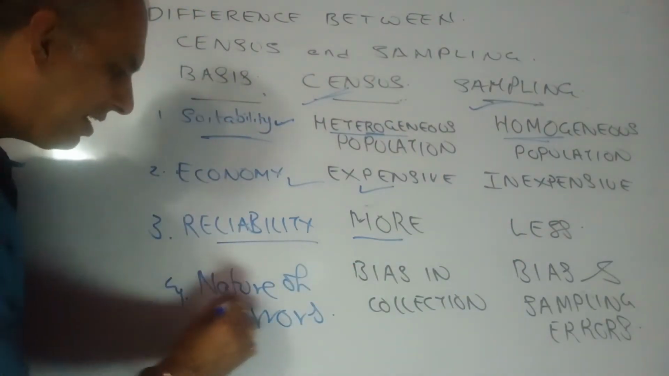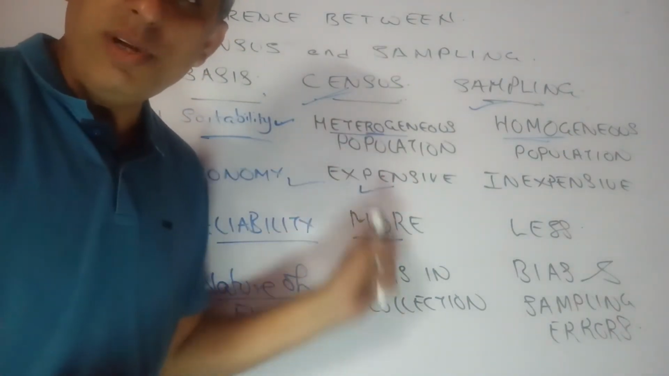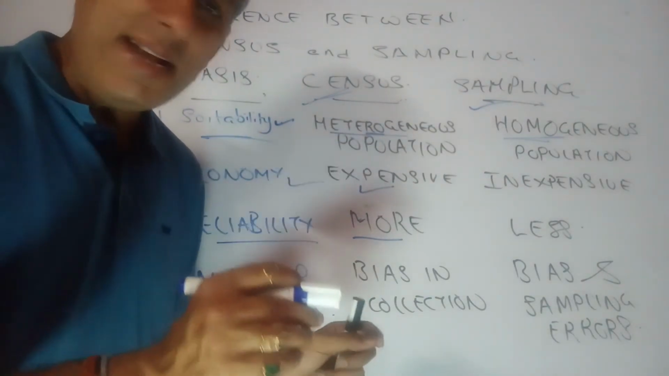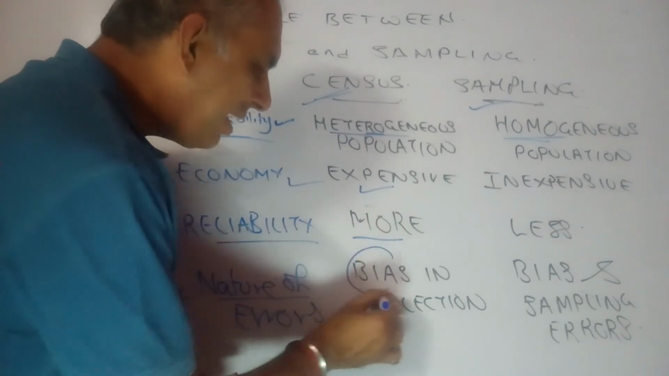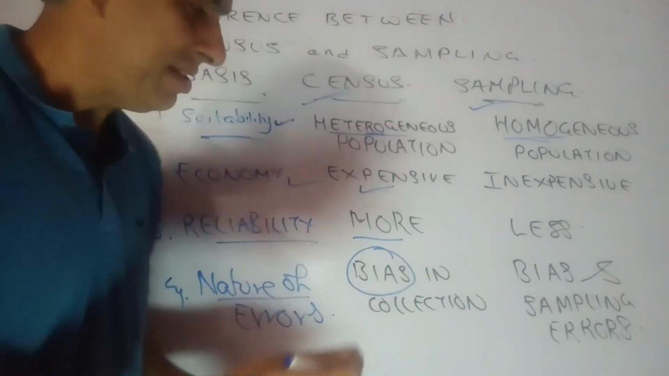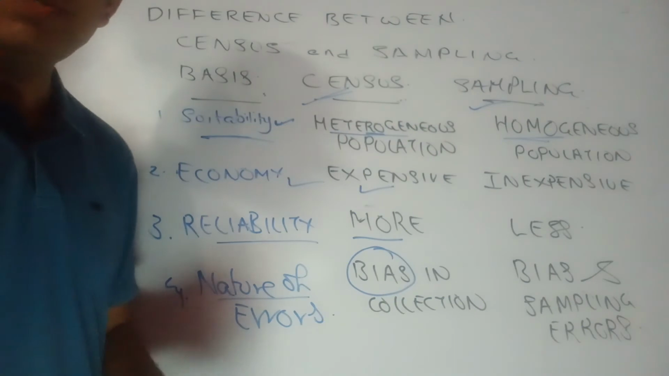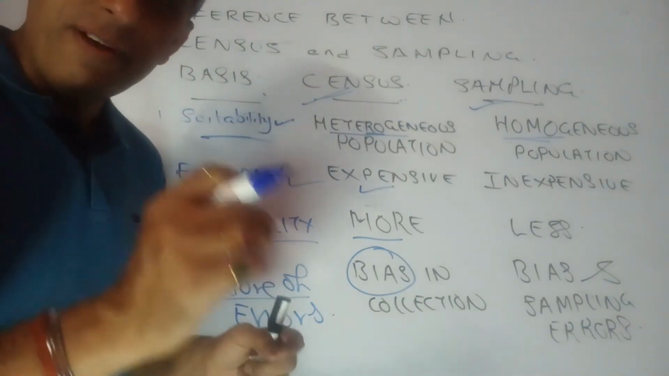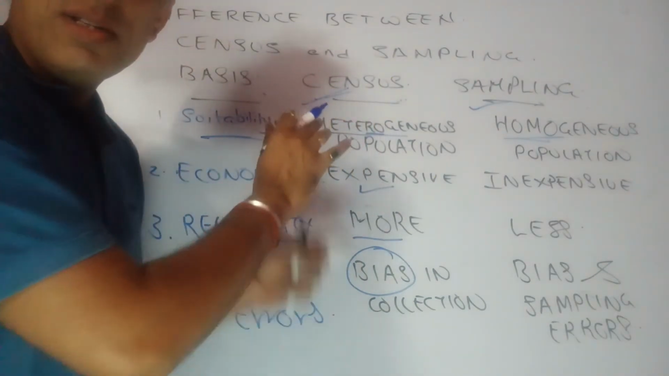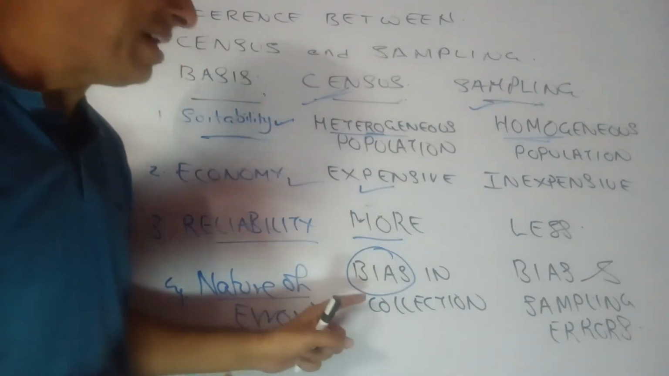Come to fourth one, nature of error. Now in census, the only problem is when the data is collected. Purposely, if someone collects data in a manner which suits him or the organization, then it would be said as biased collection. Biased collection, students, is related to favoritism shown in collection of it. That is the only problem which you can find with census. Otherwise, this method is generally error free. So bias in collection is there.